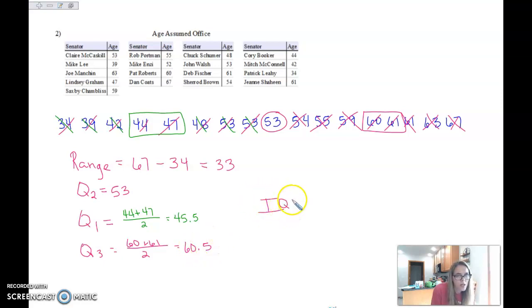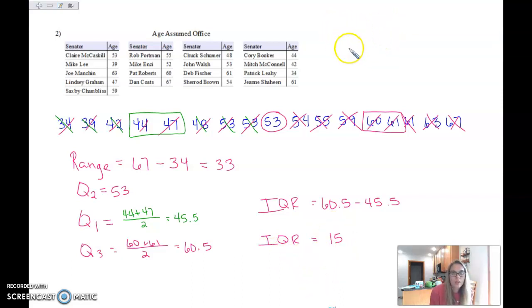To get the IQR, you're taking Q3 minus Q1. So 60.5 minus 45.5, so 15. So your IQR equals 15. And you could state that the middle half of the data has a range of 15. So that is the interquartile range. Hopefully this helps.